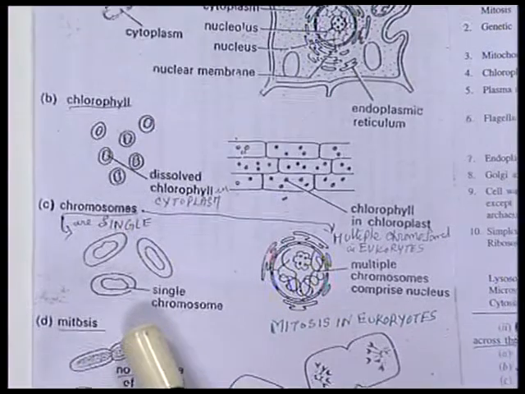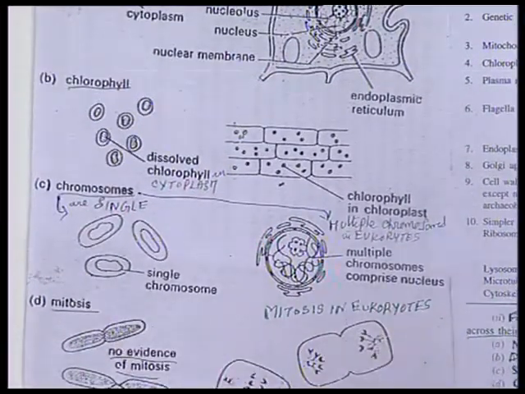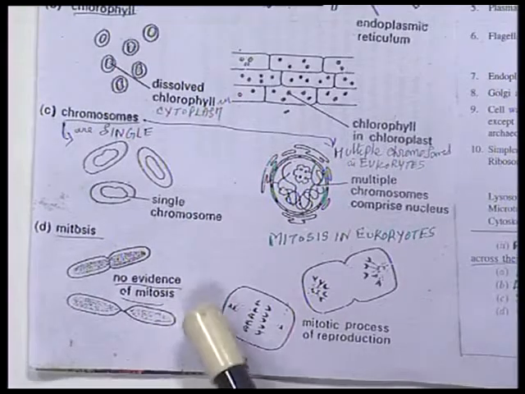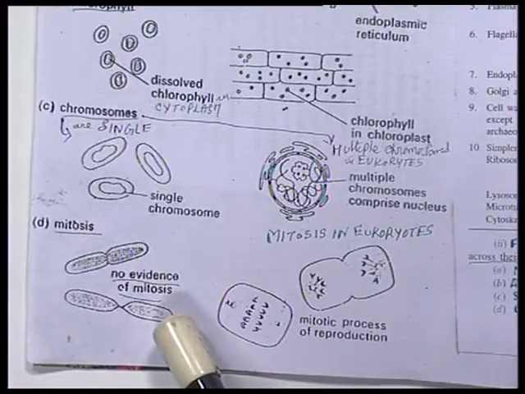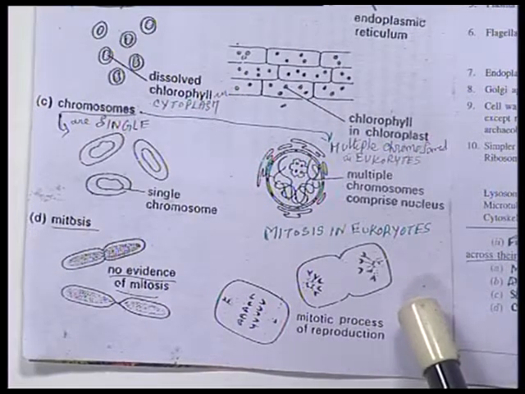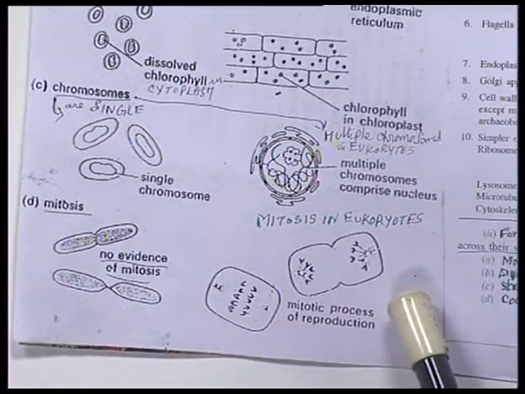And then chromosomes: you can see only a single chromosome is present in prokaryotes, whereas multiple chromosomes are present in eukaryotes. And then there is no evidence of mitosis in the case of prokaryotes, which are unicellular, with only DNA multiplication, whereas here the meiotic process of reproduction is very much there in the case of eukaryotes.